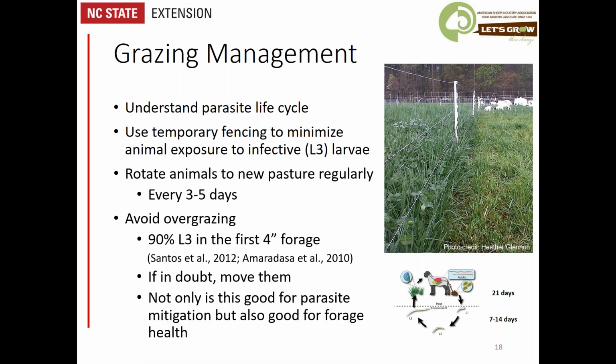We also need to avoid overgrazing. About 90% of our infective larvae can be found in the first 4 inches of the forage. From the ground up 4 inches, that's where 90% of our infective larvae reside.